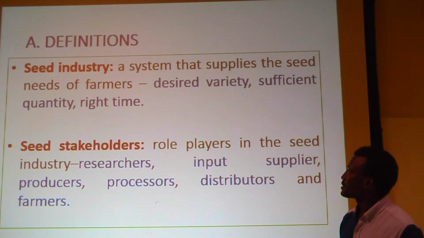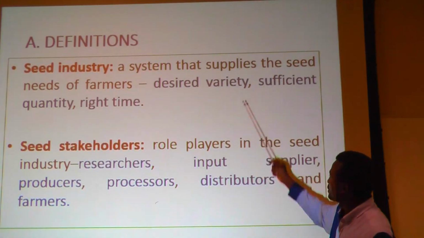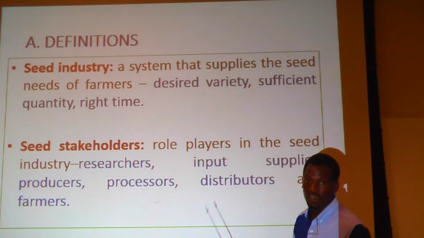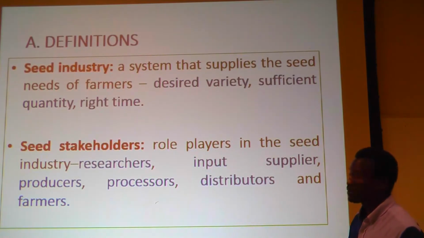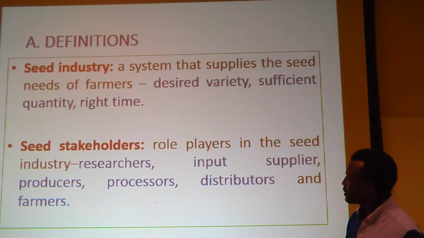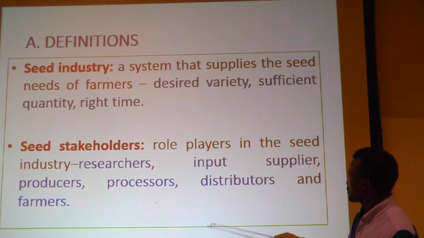Seed industry is a system that supplies the seed needs of farmers. And as seed is being supplied, it must be of desired variety, and it should be supplied in sufficient quantity and also at the right time. So those three factors are critical in seed production. While seed stakeholder refers to role players in the seed industry. So, for example, researchers, input suppliers, producers, processors, distributors, and farmers.